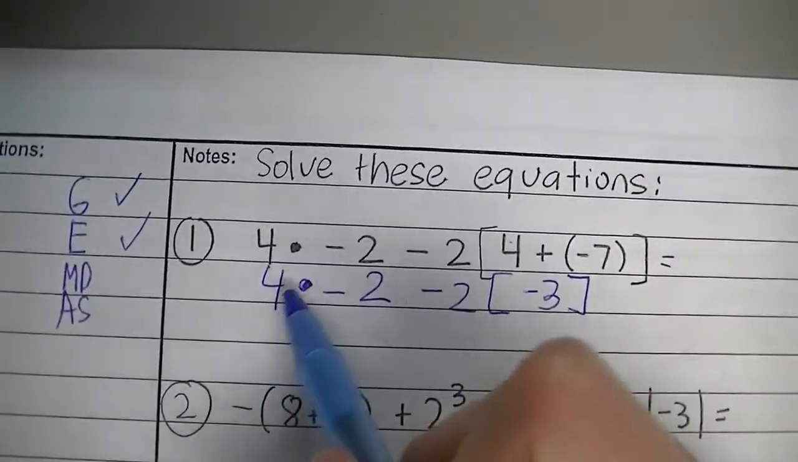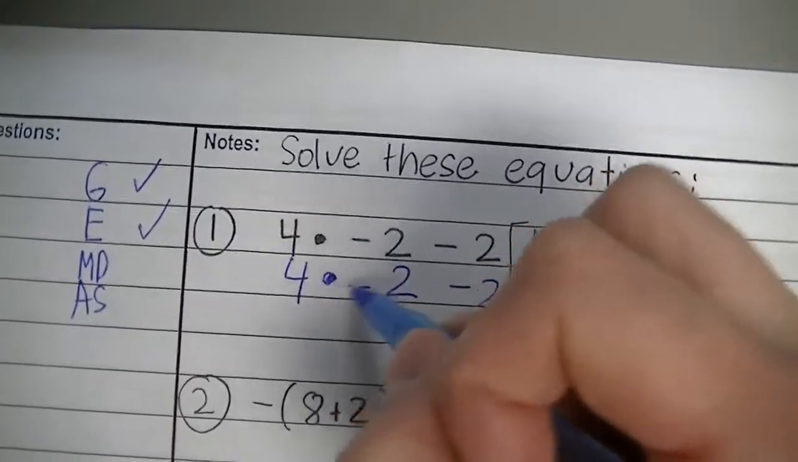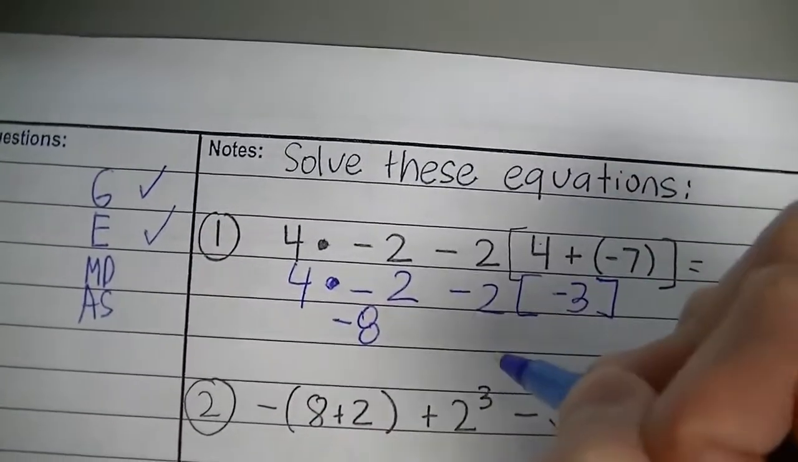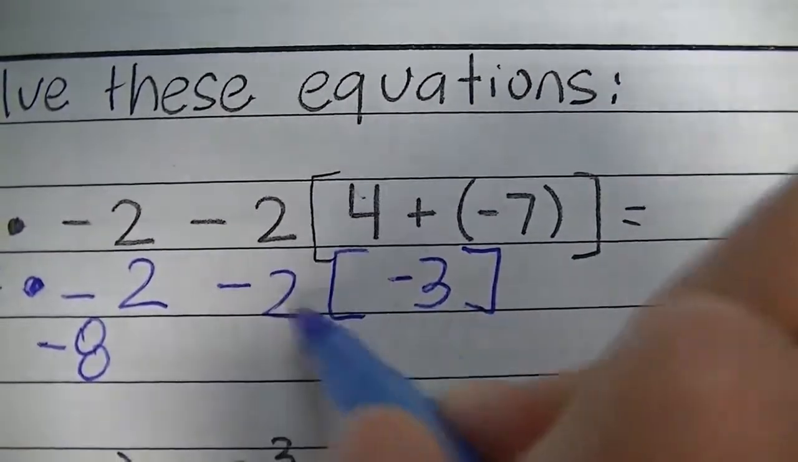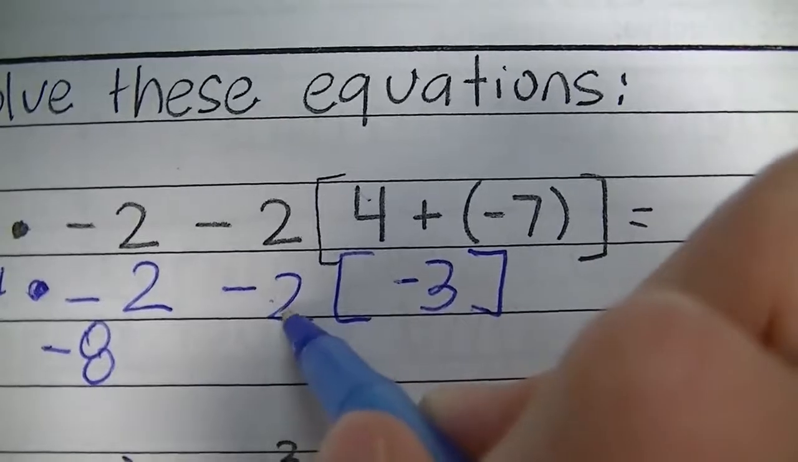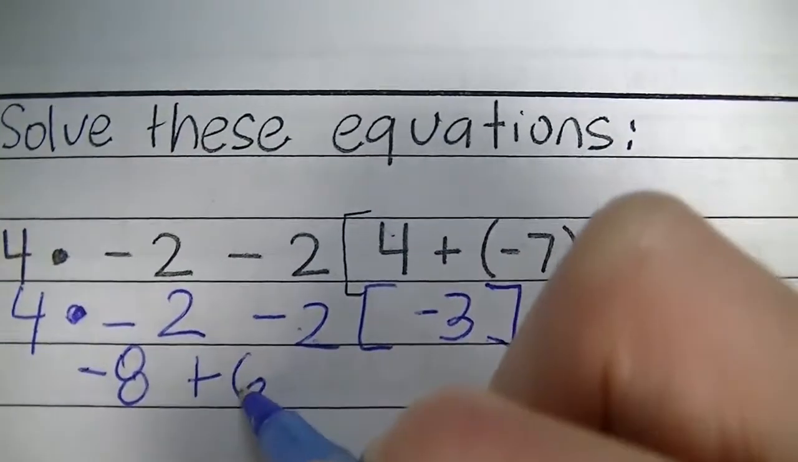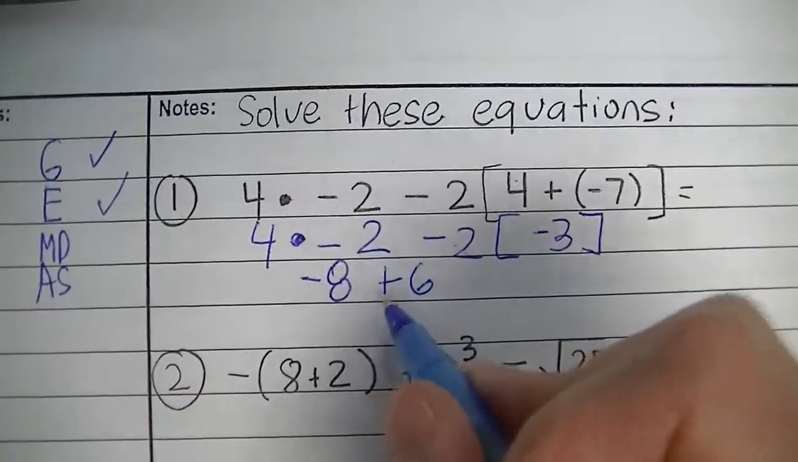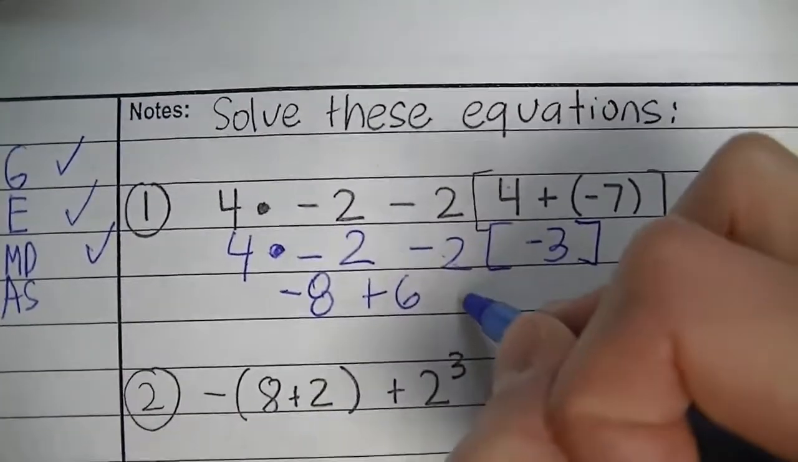Now we're going to multiply and divide from left to right. Okay? So I see multiplication right here. 4 times a negative 2 is negative 8. And then right here, oh, this is also multiplication. When it's smushed right next to there, that's negative 2 times a negative 3, which is a positive 6. Okay? And now this is a new problem. It's so simplified now from what it used to be. Now we're going to add and subtract from left to right. So negative 8 plus 6 is negative 2.